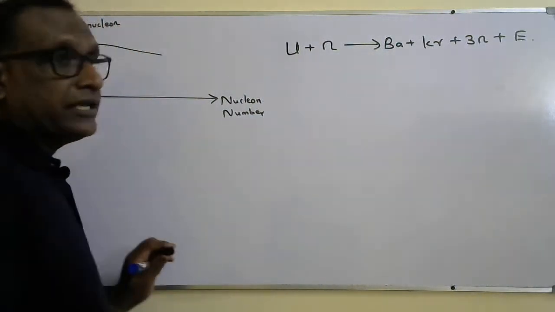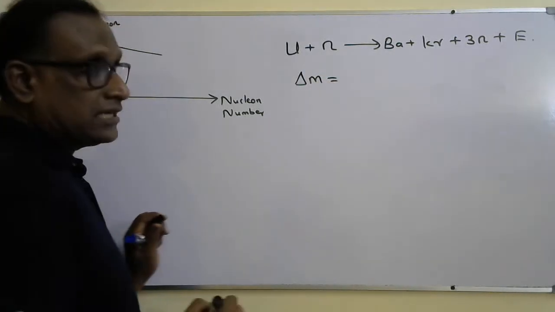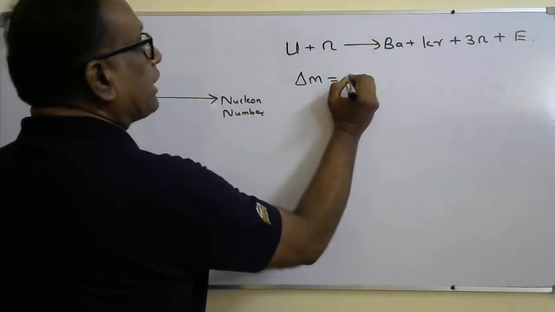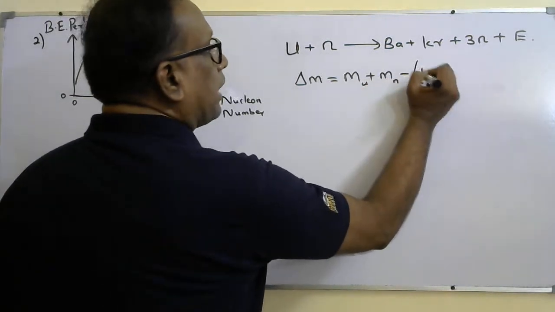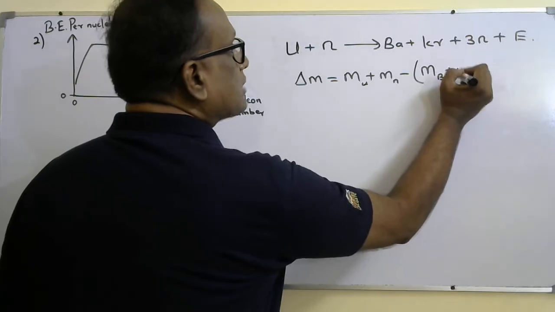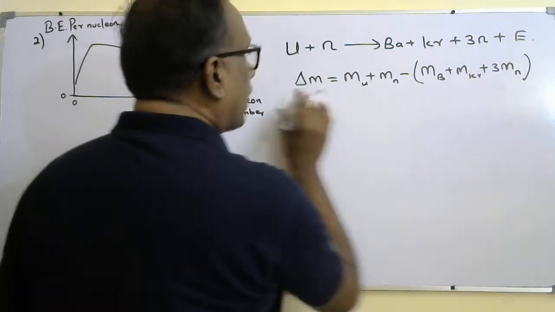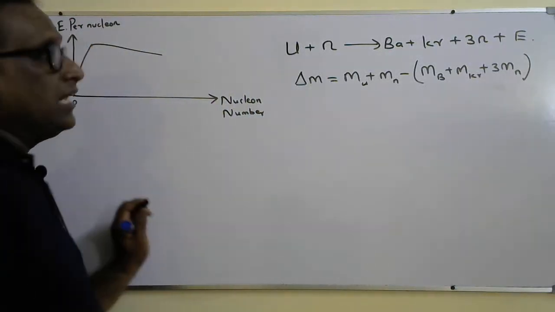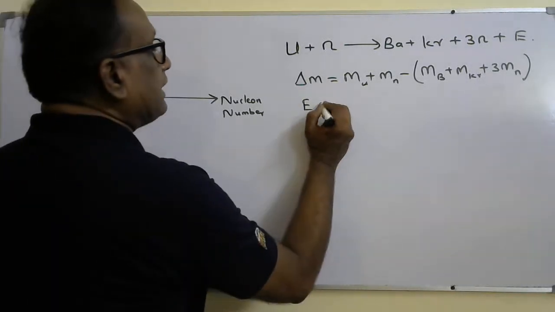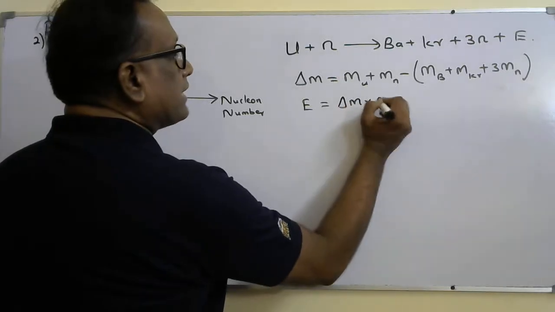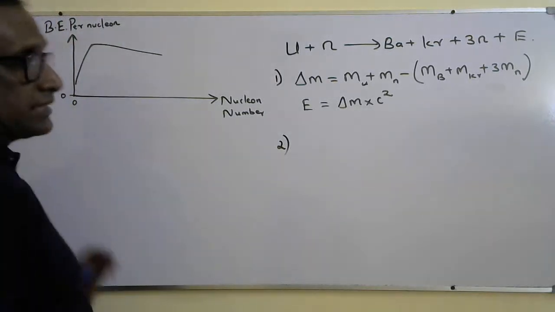First method, we find it by using the mass deficit. We measure the mass deficit in this reaction equation. Mass deficit means the mass of the uranium plus the mass of this neutron, minus the mass of barium plus the mass of krypton plus 3 times the mass of a neutron. The energy released in one fission reaction is equal to delta M times c squared. This is the first method. We can't use this method here to answer this question.